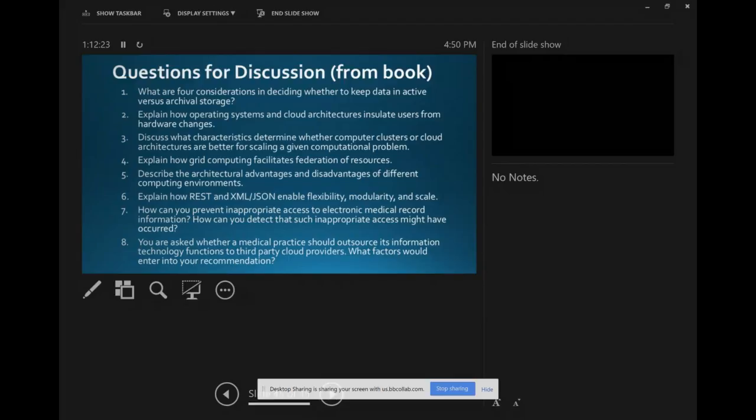Explain how operating systems and cloud architectures insulate users from hardware changes. So we talked a little bit about that. And in cloud architectures here, I'm going to extend that to say virtual machines in general. But how does that insulate you from hardware changes? We mentioned it just briefly.